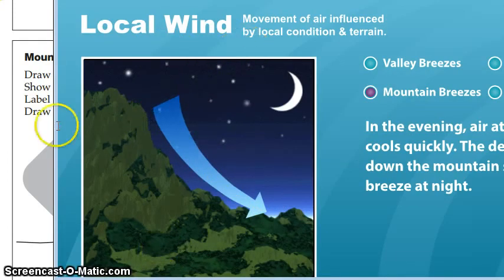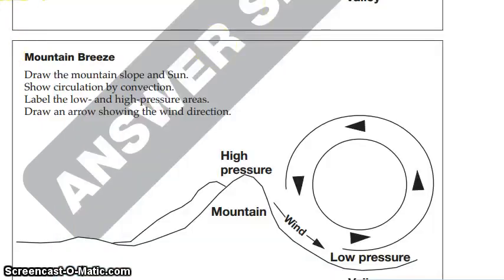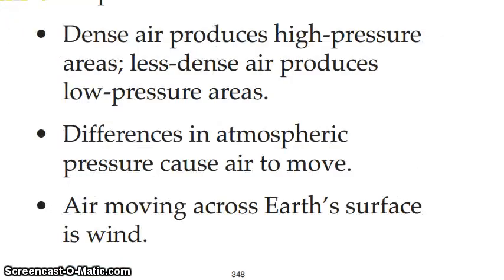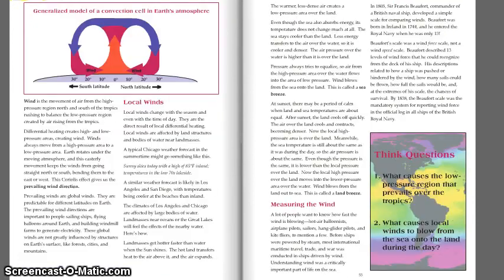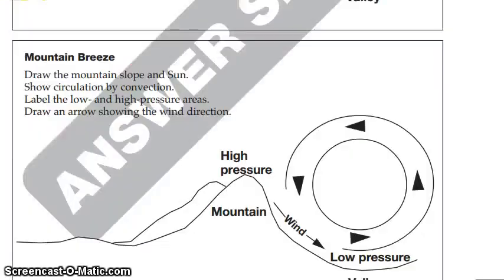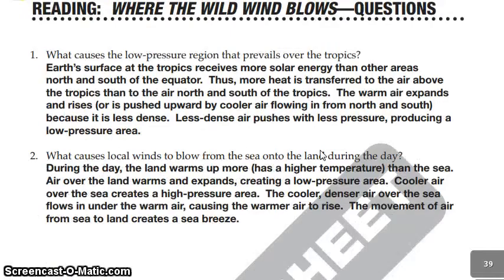And one of the last things that we did was read the article "Where the Wild Wind Blows." And we read through that article. There were some questions at the end. What causes low pressure regions that prevail over the tropics, and what causes local winds to blow from the sea into the land? Looking at those different questions here, we have the first one with the low pressure regions over the tropics.